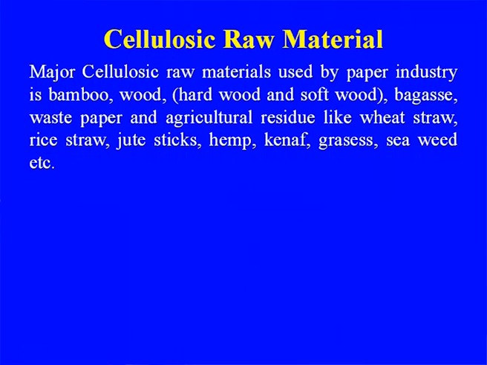Cellulosic raw materials: what are the major challenges regarding the raw materials used by the paper industry? These are the major cellulosic raw materials used by paper industries: bamboo, wood, hardwood, bagasse, waste paper, agriculture residue like wheat straw, rice straw, jute stick, hemp, leaf, grasses, seaweed. These are some of the cellulosic raw materials.